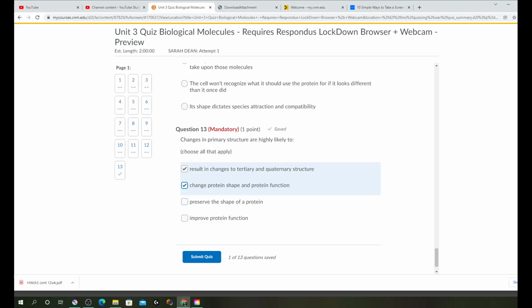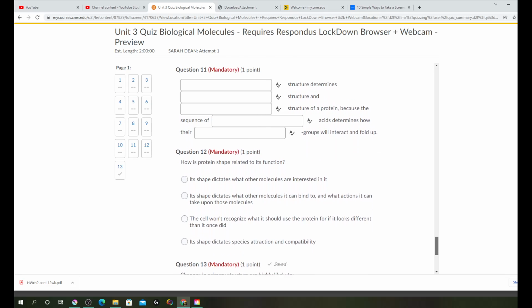Maybe it'll improve the function, but more likely, if you just randomly change the shape of something that's been working, it's probably not going to work as well. That's just the most likely outcome. So that would be those two answers. Okay, I hope that that helped a little bit. I know that towards the end here, this was getting pretty difficult, right?